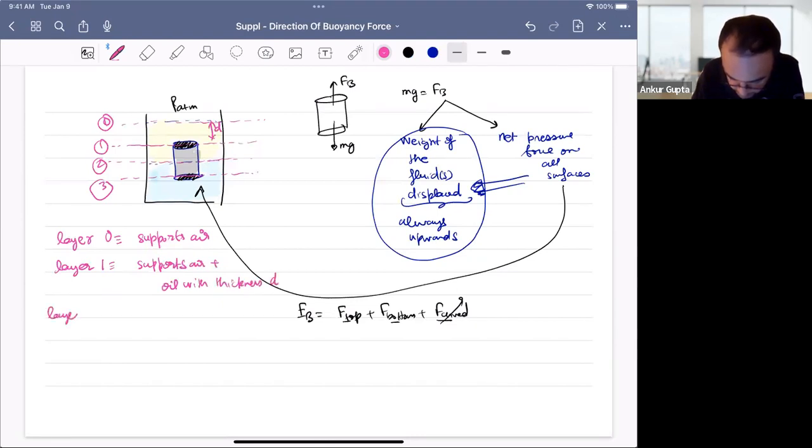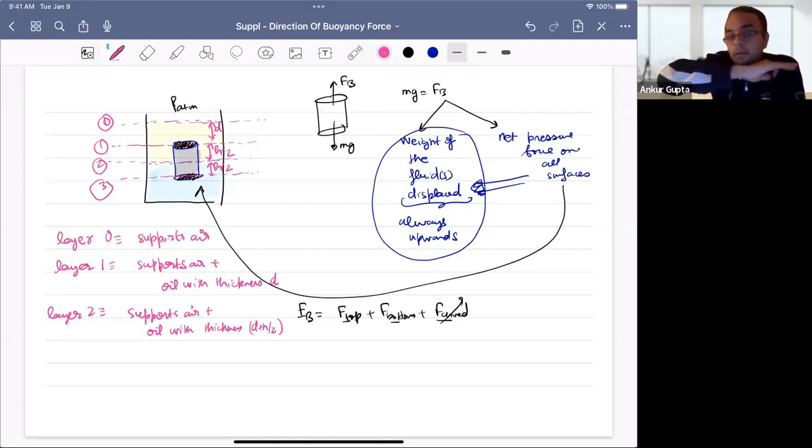Then layer 2 supports air plus, let's call this h by 2, and this also h by 2, half and half, plus a layer of oil with thickness d plus h by 2. So the point is, the lower the layer you are going, it doesn't mean that it doesn't support the upper fluid. That pressure will transmit through, right? The pressure will transmit through the entire system.